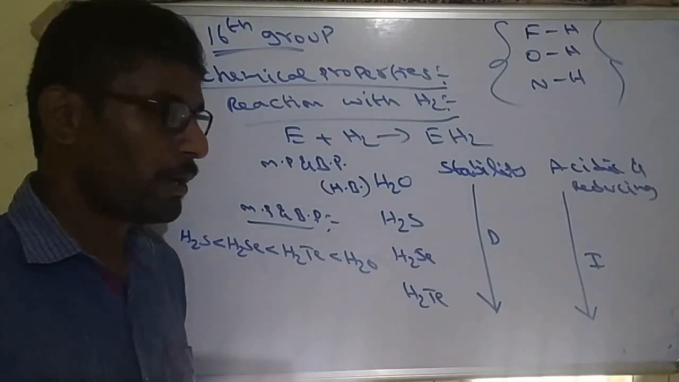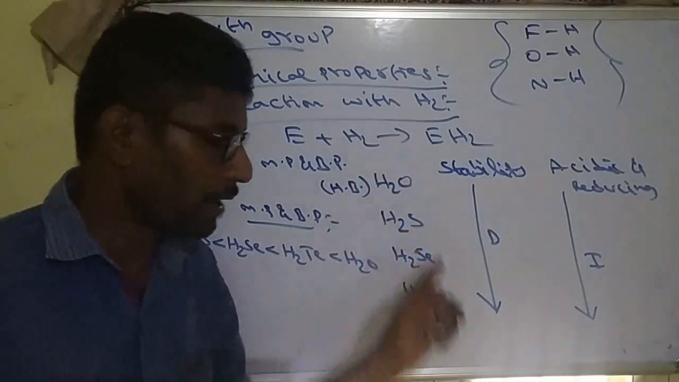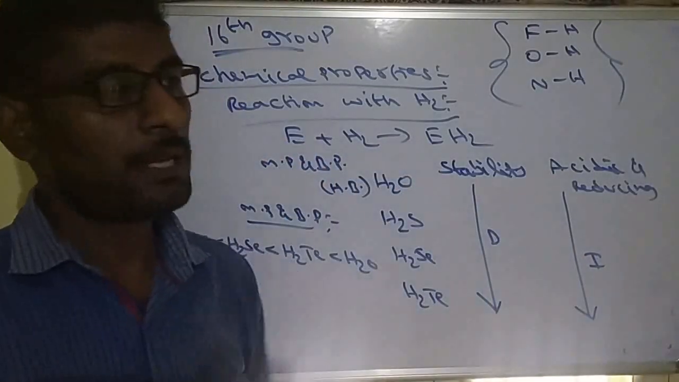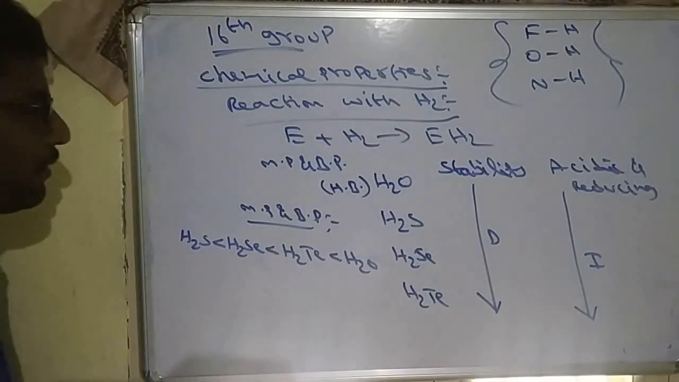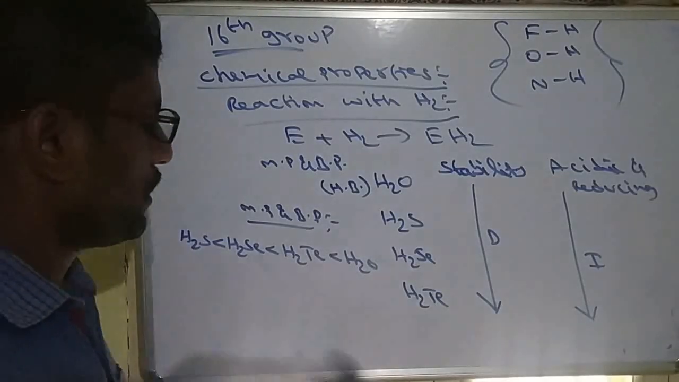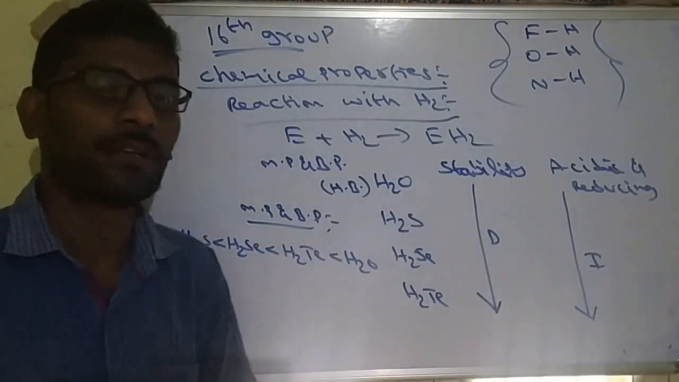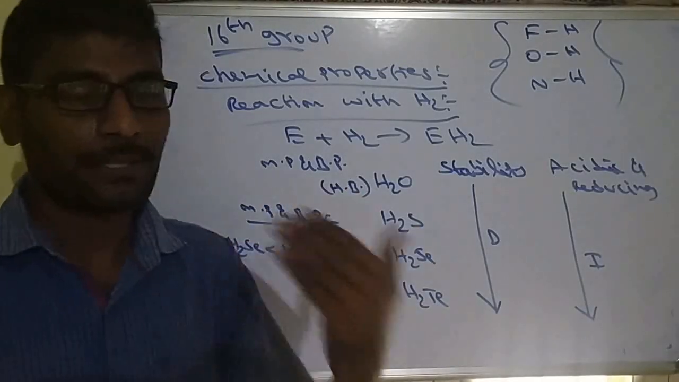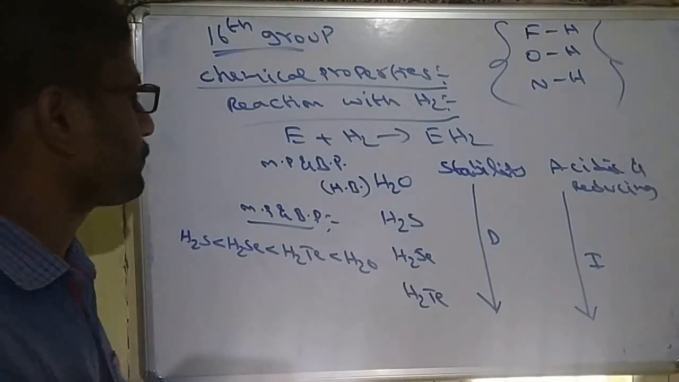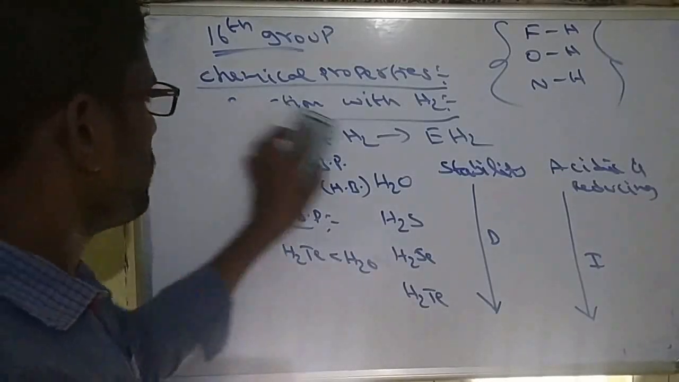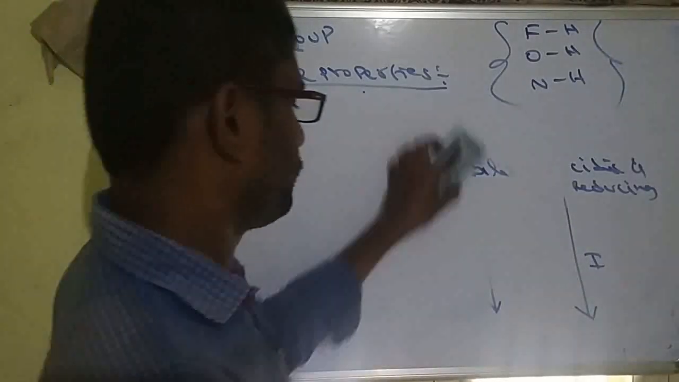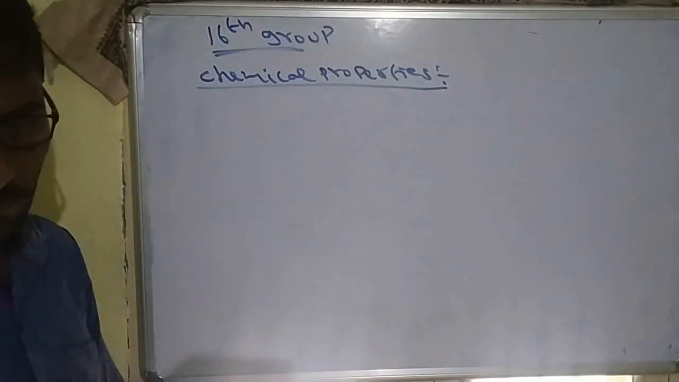So these are the properties. Also bond angle: the bond angle decreases from top to bottom due to decreasing electronegativity. This property is most important. Hydrides questions they will compulsorily ask, mostly from 15, 16 or 17. So that is reaction with hydrogen.